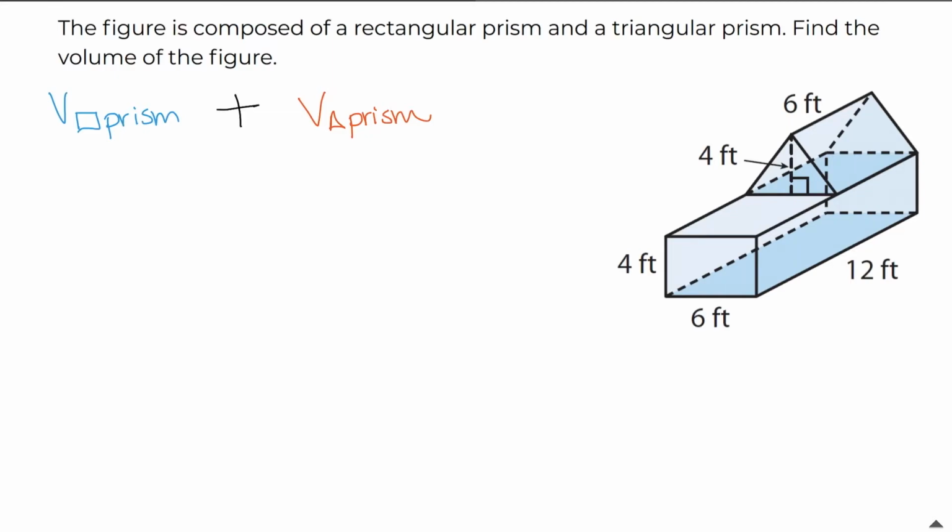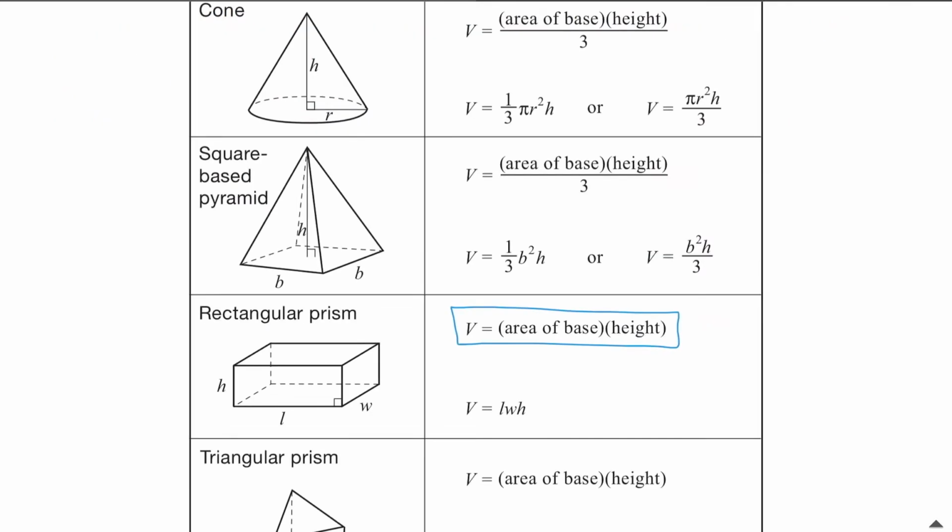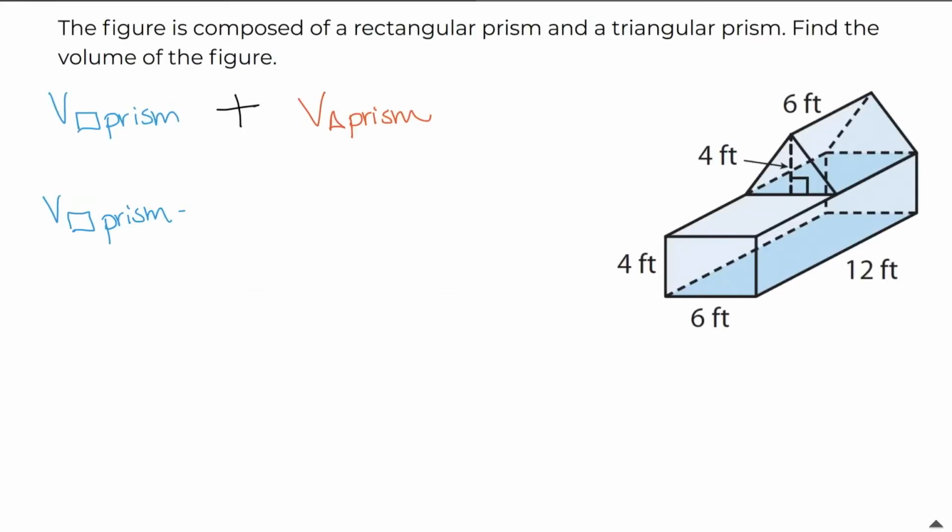So to find the volume of a rectangular prism, let's look at our formula sheet. And we're told that we have to take the area of the base multiplied by the height, or we can just do length times width times height. I like to do the area of the base times the height because that works for any prism no matter what the shape of the base is going to be. So let's find the area of the base, which is a rectangle, and the area of the base is just going to be 6 times 12. So the area of the base is equal to 72 square feet.